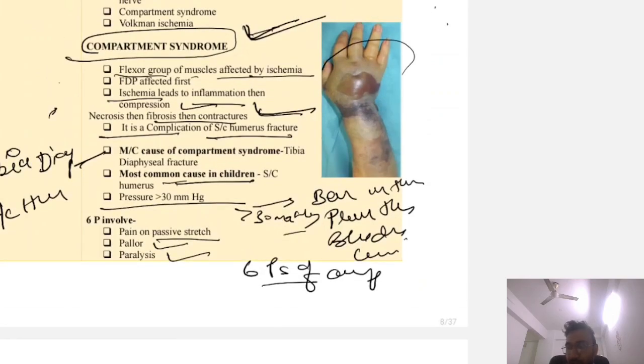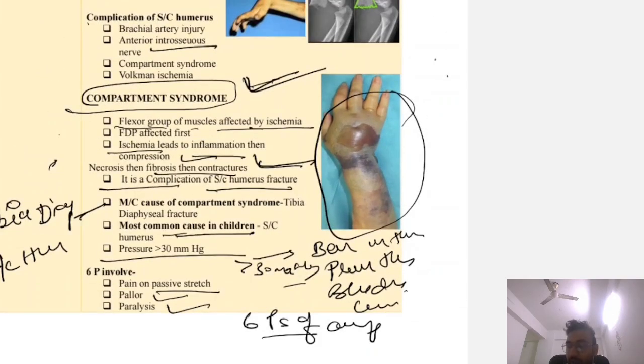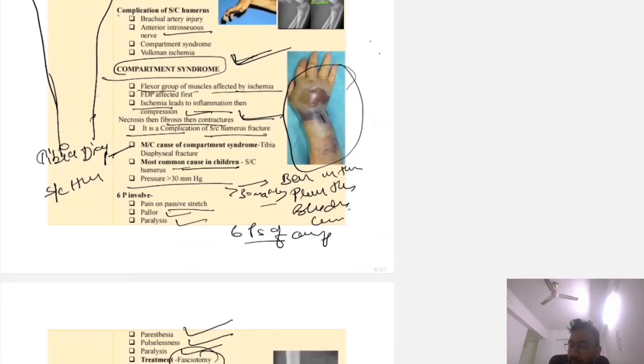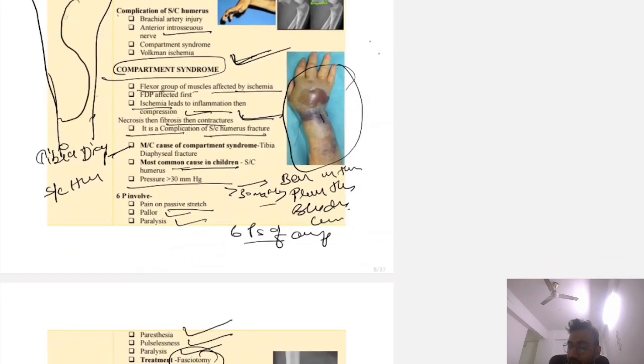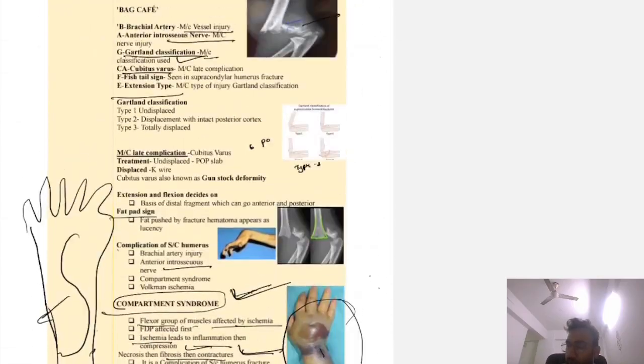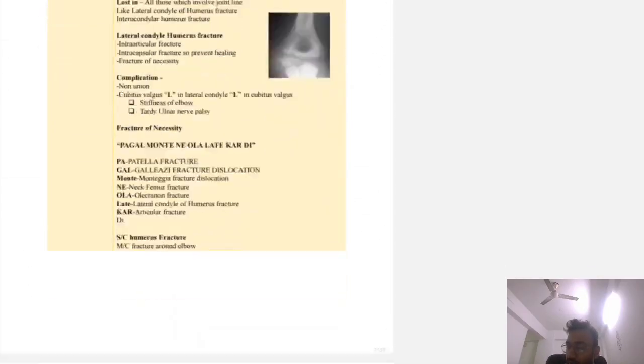Because the compartmental pressure is already increased, we will give an incision, an S shaped incision. This is the forearm, let's assume. So we will give an S shaped incision, this is fasciotomy. If you give the incision, it will open up the fascia and release the pressure. This is fasciotomy.